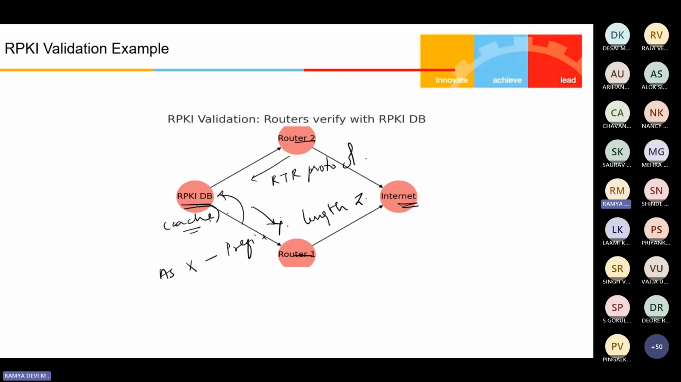So each route will get a validation state: valid, invalid, or not found. Valid means we can prefer it. Invalid, we'll be rejecting it, we'll be dropping it. Not found, we can avoid preferring. So after validation, the routers can propagate only the acceptable routes towards the internet.